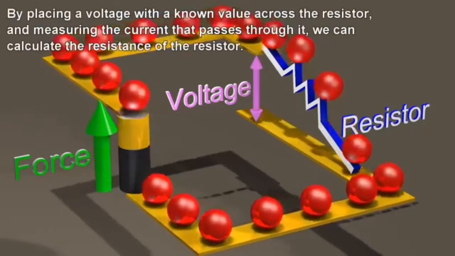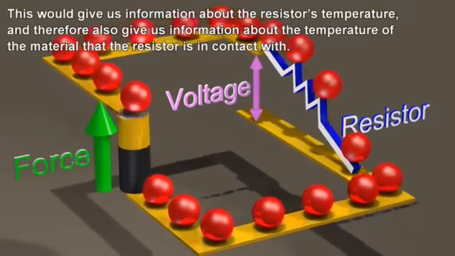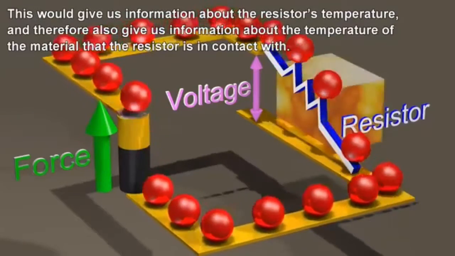By placing a voltage with a known value across the resistor and measuring the current that passes through it, we can calculate the resistance of the resistor. This would give us information about the resistor's temperature, and therefore also give us information about the temperature of the material that the resistor is in contact with.